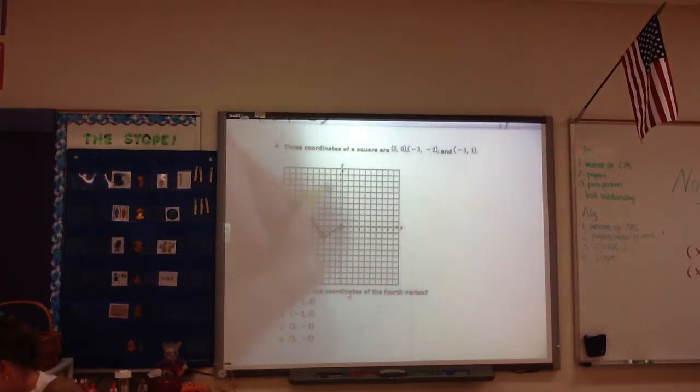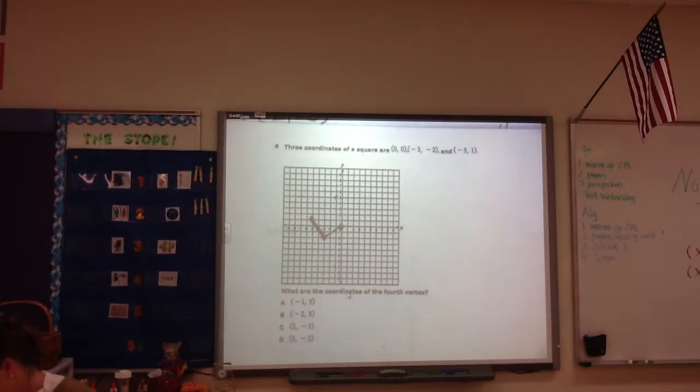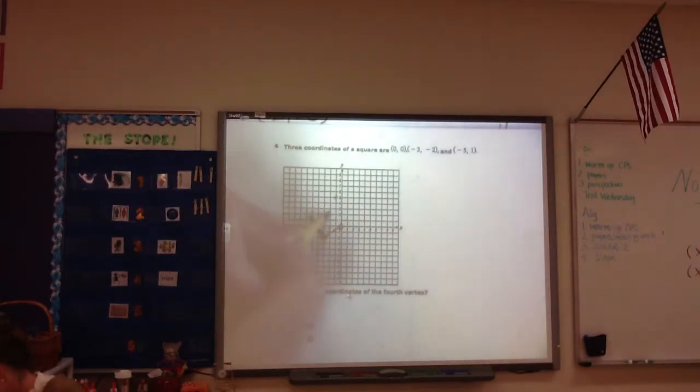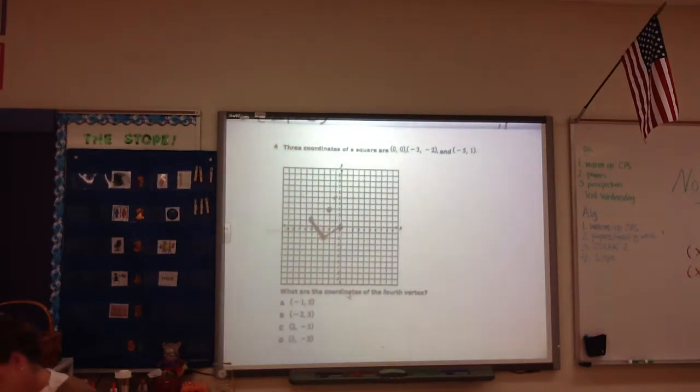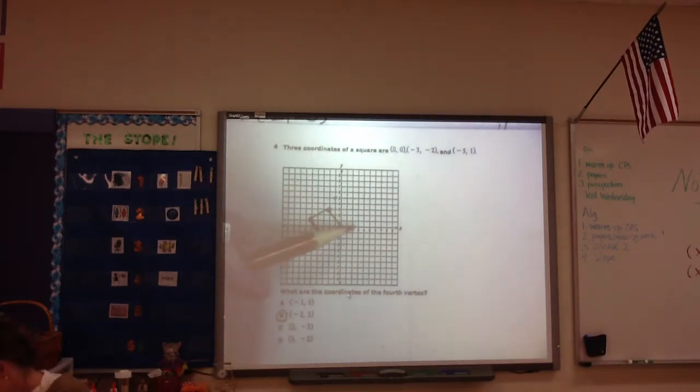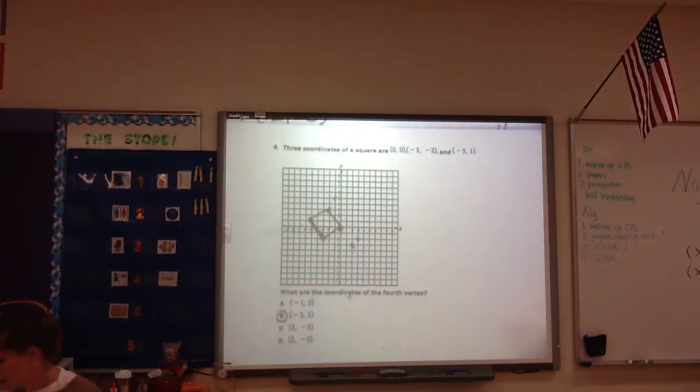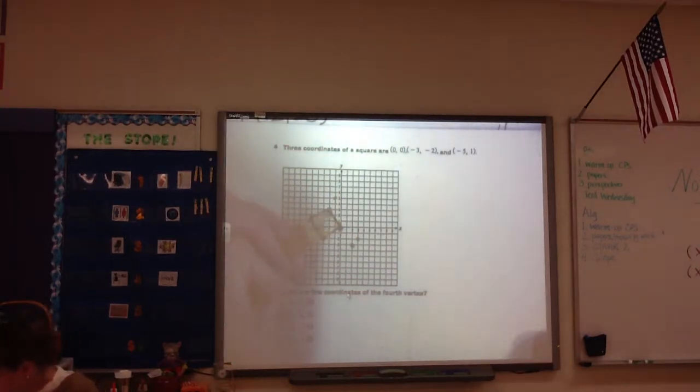If I took time to plot each of these, negative 1, 5 would be up there. That does not make a square. Negative 2, 3. That looks pretty in line with my square. I'm going to select that tentatively as my answer. Or I go over 2 and then down 3. That's not right. Or over 3 and down 2. Also incorrect. The only one that makes logical sense is B.